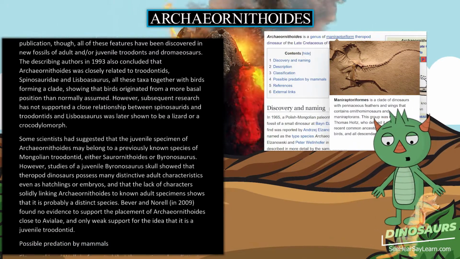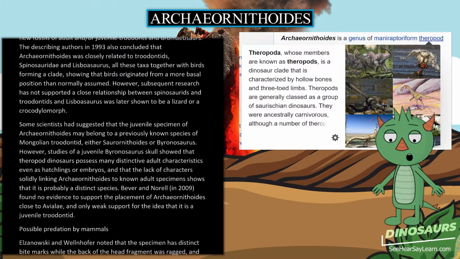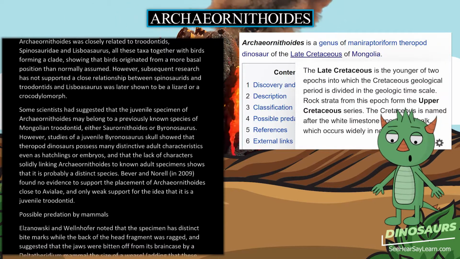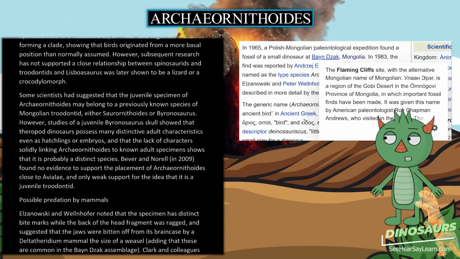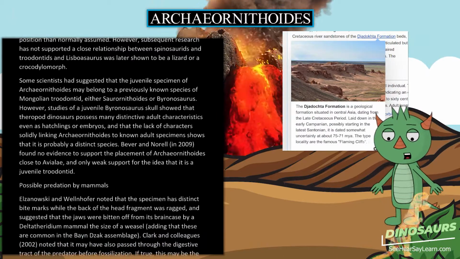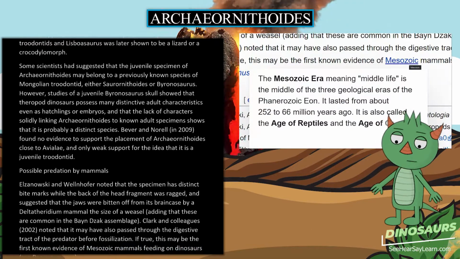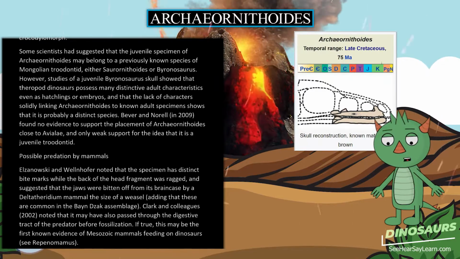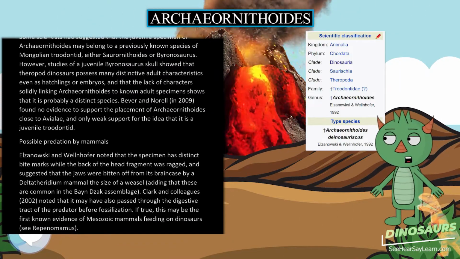Some scientists had suggested that the juvenile specimen of Archaeornithoides may belong to a previously known species of Mongolian troodontid, either Saurornithoides or Byronosaurus. However, studies of a juvenile Byronosaurus skull showed that theropod dinosaurs possess many distinctive adult characteristics even as hatchlings or embryos, and that the lack of characters solidly linking Archaeornithoides to known adult specimens shows that it is probably a distinct species. Bever and Norell, in 2009, found no evidence to support the placement of Archaeornithoides close to Aves, and only weak support for the idea that it is a juvenile troodontid.